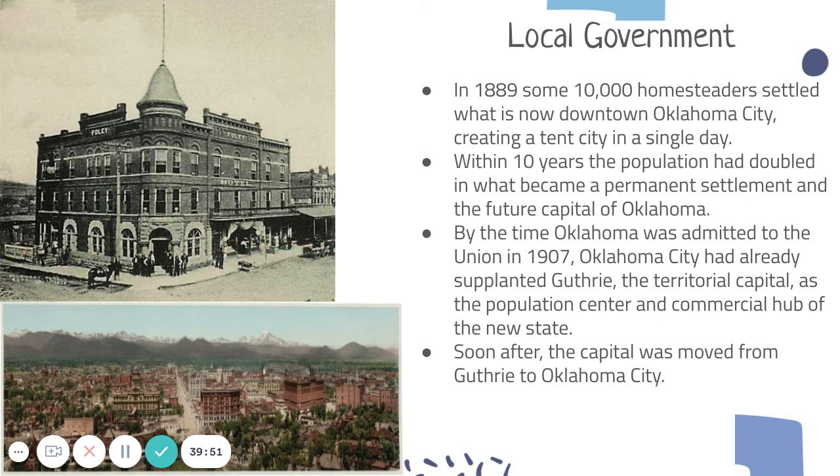By the time Oklahoma was admitted to the Union in 1907, Oklahoma City had already supplanted Guthrie, the territorial capital, as the population center and commercial hub of the new state. Soon after, the capital was moved from Guthrie to Oklahoma City. And so we see that Oklahoma is a young state, only a little over 100 years old. It's not like we are New York, Virginia, that have been around for 250 plus years. Okay, so we see this distinction.